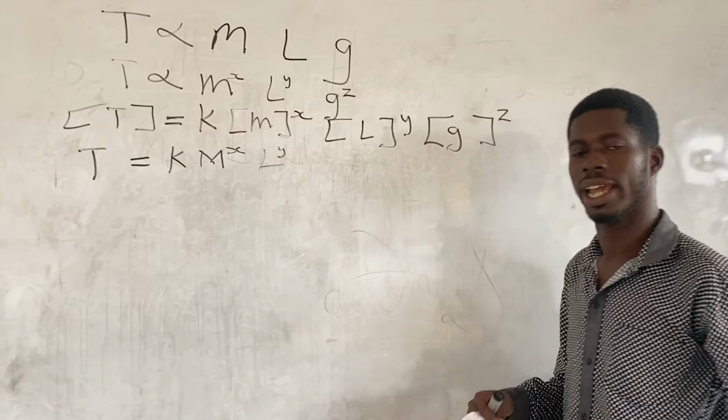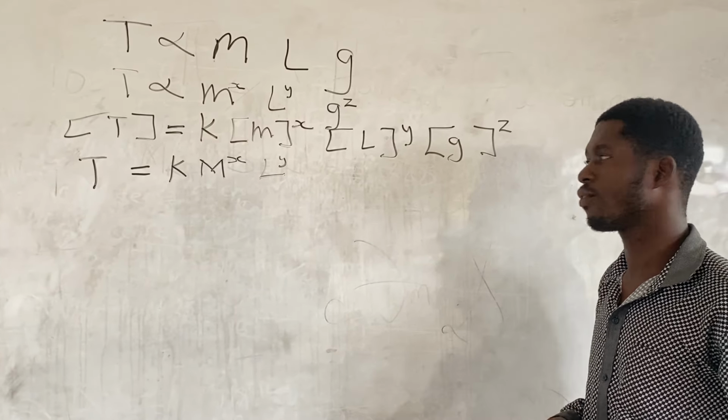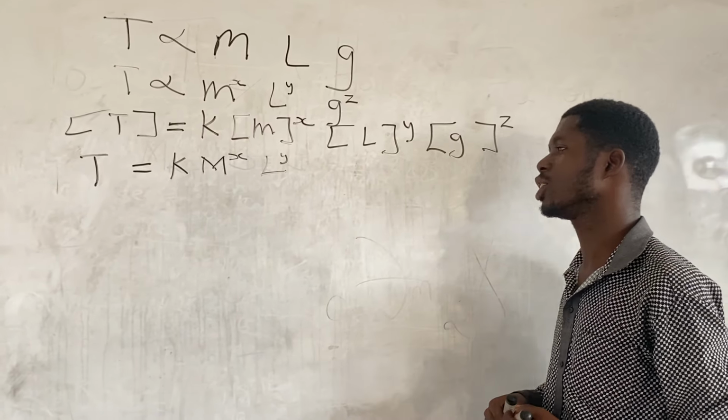Acceleration due to gravity. And what is the dimension for acceleration due to gravity? That's LT to the power negative 2. Yes. But we have it to the power Z. Z here. Okay. You continue.